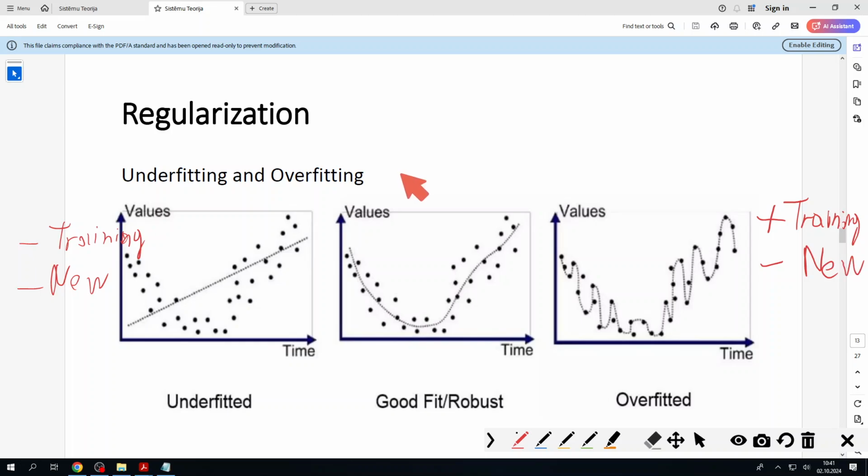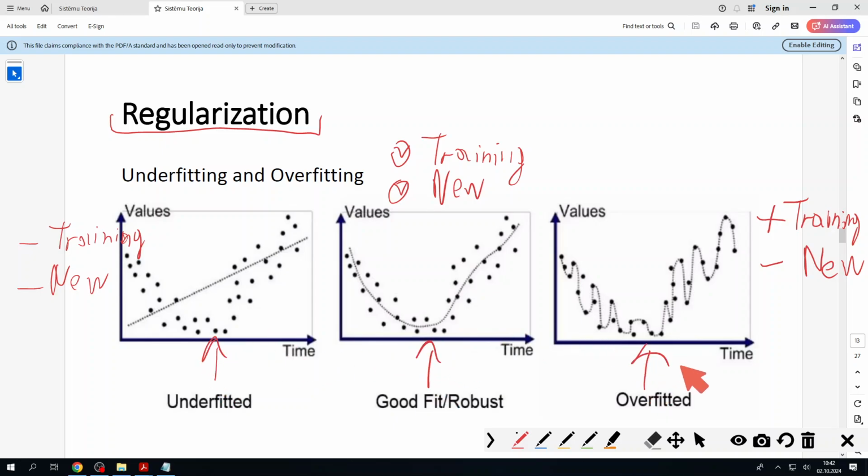In this situation, it will perform more or less okay for training data, but also more or less okay for new data. So this is some kind of a compromise which we need somehow to achieve. And regularization is a technique which allows you to basically have any of these outcomes for your model. So until this point we had no regularization at all.